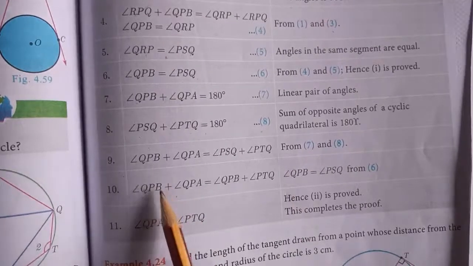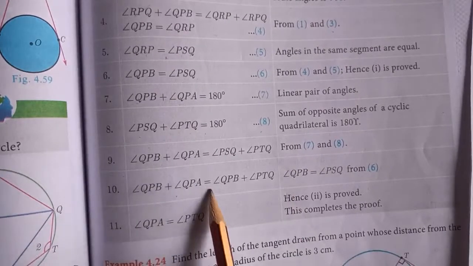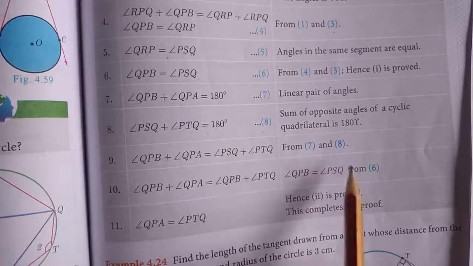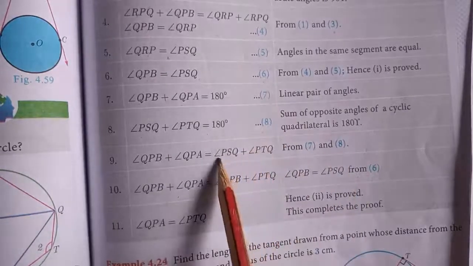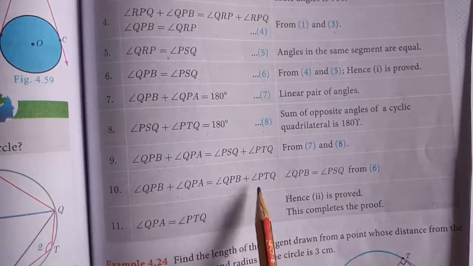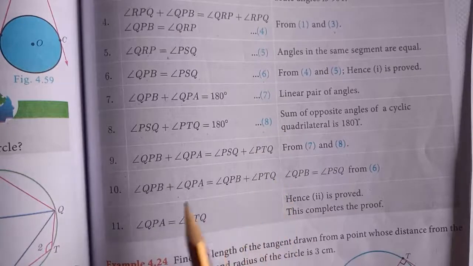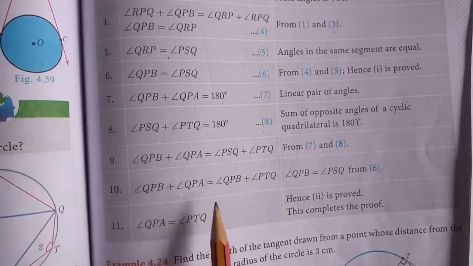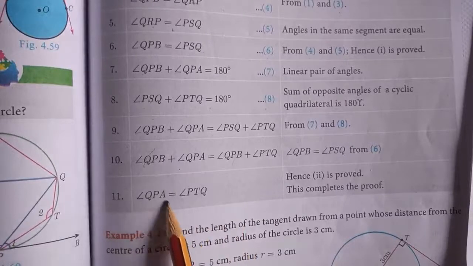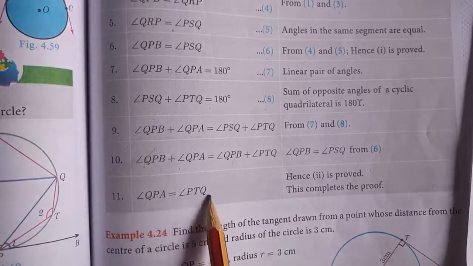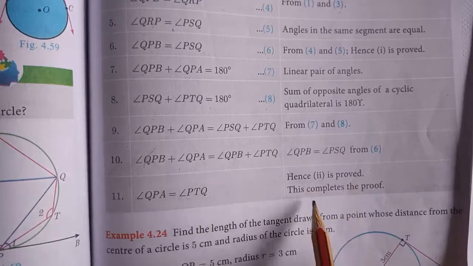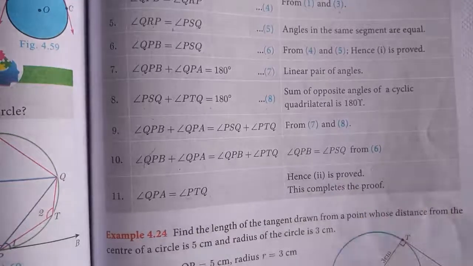Then QPB plus QPA is equal to PSQ plus angle PTA from equation 6. Instead of PXQ we can put QPB. So QPB plus angle PTA. Then here QPB gets cancelled. So angle QPA is equal to angle PTA. Hence second subdivision is also proved. So this completes the proof.